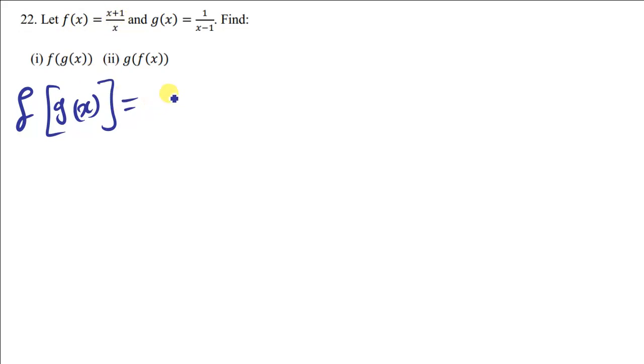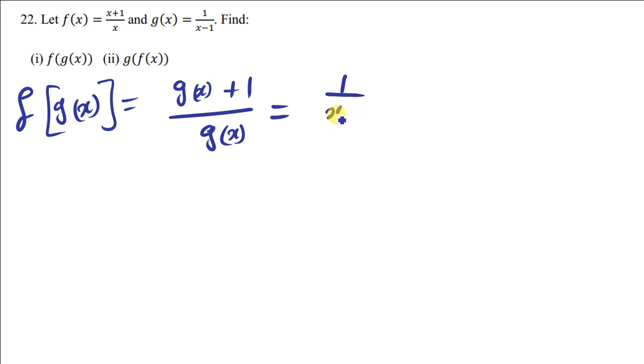So this is just the same as writing g of x plus 1 over g of x. Where there's g of x, let me now replace it with this function. So I'm going to have 1 over x minus 1, plus this one here, then everything divided by g of x, which is 1 over x minus 1.